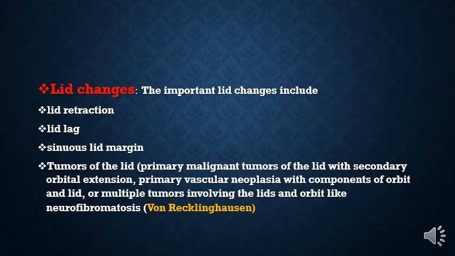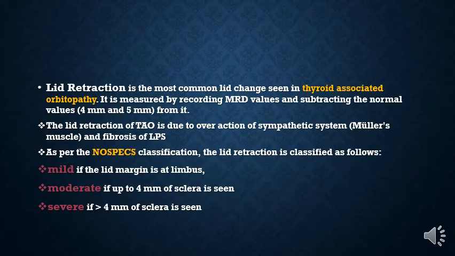Lid changes. The important lid changes include lid retraction, lid lag, sinus lid margin. Tumors of the lid: primary malignant tumors of the lid with secondary orbital extension, primary vascular neoplasia with components of orbit and lid, or multiple tumors involving the lid and the orbit like neurofibromatosis, like von Recklinghausen syndrome. Lid retraction is the most common lid change seen in thyroid associated orbitopathy.